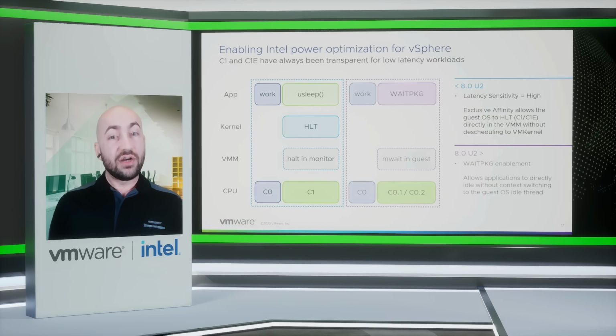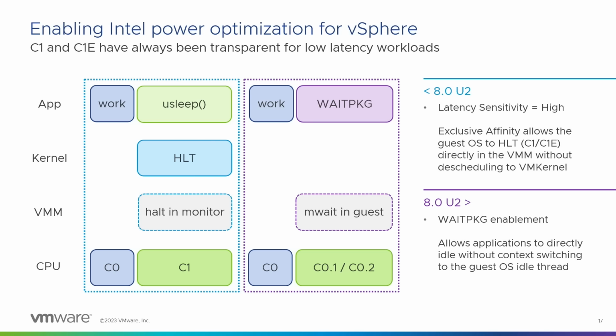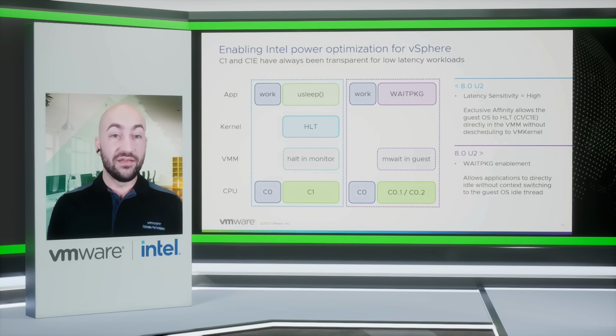Now, in 8.0 Update 2, what we introduced was a feature that was only shortly mentioned, and that is the improvements in Sapphire Rapids to allow an application itself to idle. Because before that, an application had to yield, give control to an idle thread in the kernel, but to save that context switch and to make it an even more latency sensitive idle mechanism, we introduced this and enabled this in 8.0 Update 2.